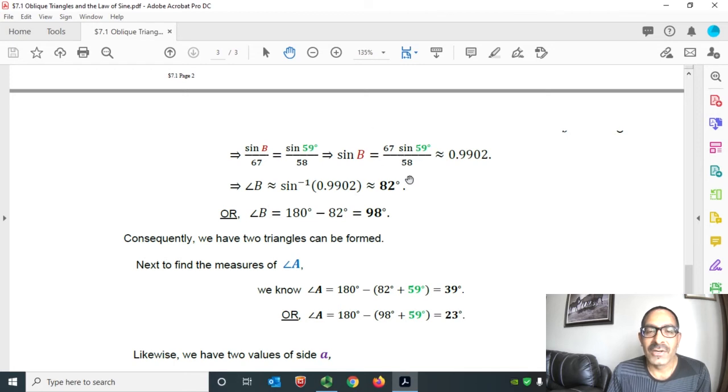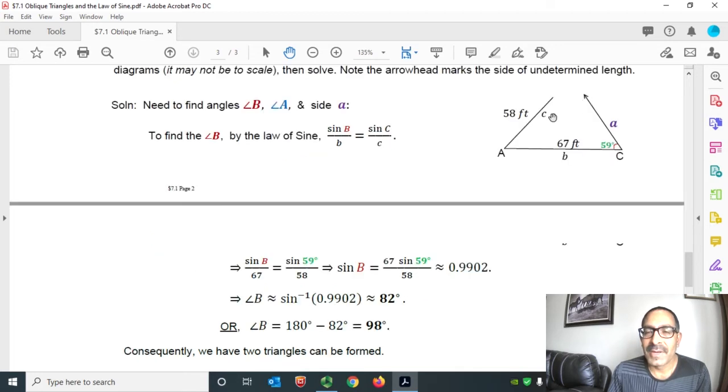Using calculator, it turns out that sine B is approximately 0.9902. To find the value of B, apply the inverse sine to both sides. Then angle B is approximately sine inverse of 0.9902. Using calculator, angle B turns out to be approximately 82 degrees, or 180 minus 82, which is 98 degrees. So we have two possibilities for angle B. Here this can be either 82 degrees or 98 degrees.